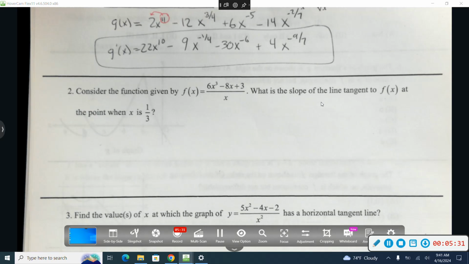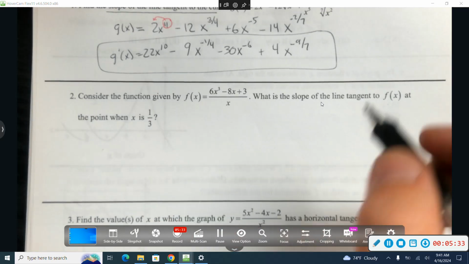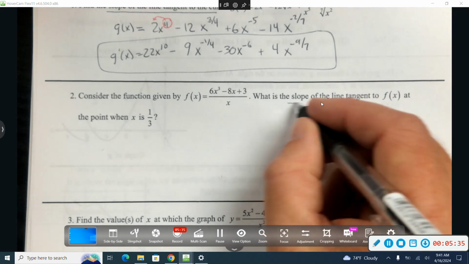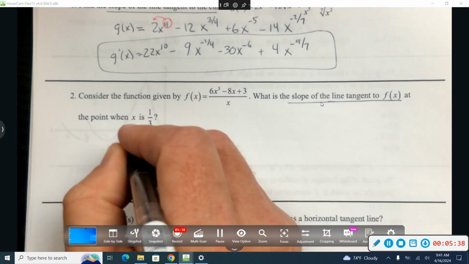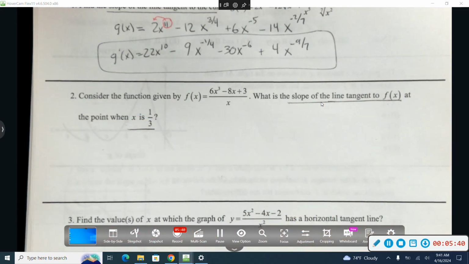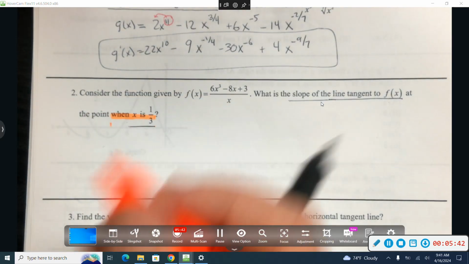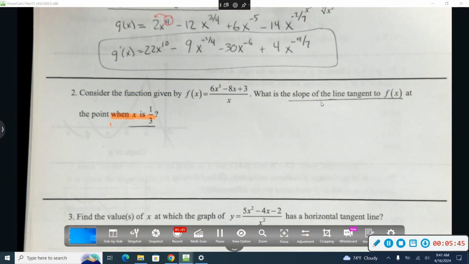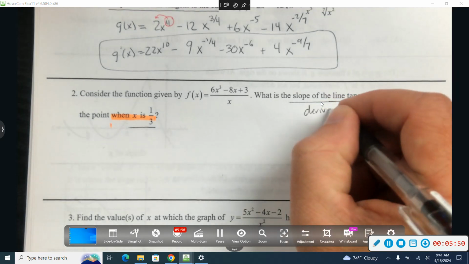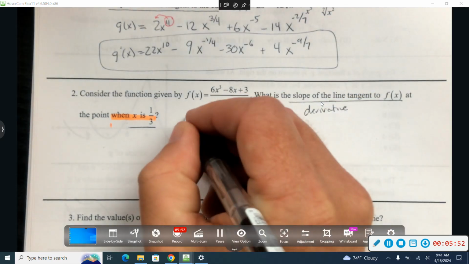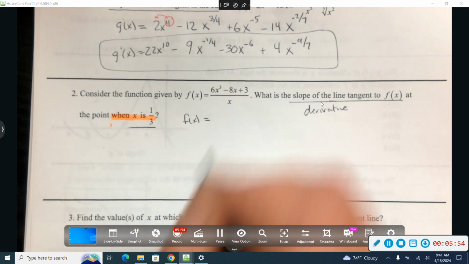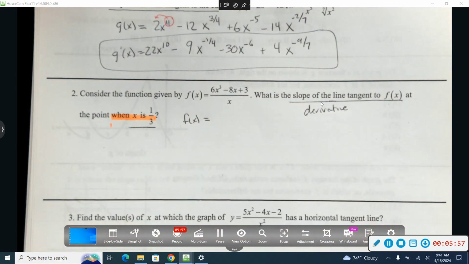Number 2, consider the function given by this thing. What is the slope of the line tangent to the graph when x is 1/3? So we've added a little bit to this problem. When x is 1/3. We'll worry about that at the end. But slope of the tangent line means take a derivative. But before I take a derivative, I should get it to where I can take a derivative, because I can't take a derivative of the top and derivative of the bottom and then put them back together. It doesn't work that way. It would be really nice if it worked that way.